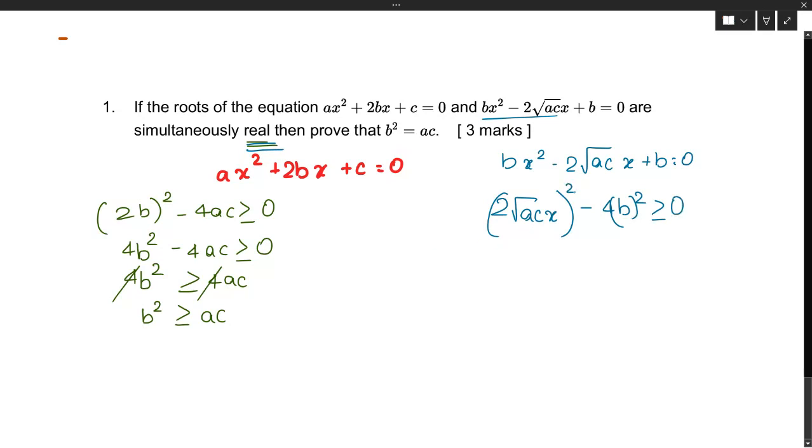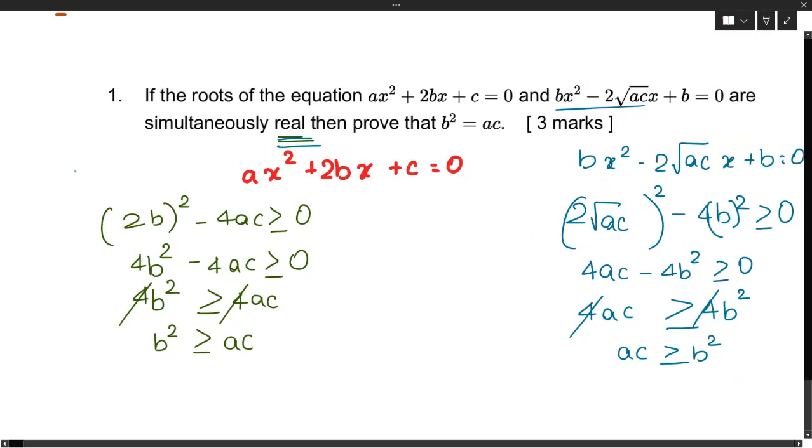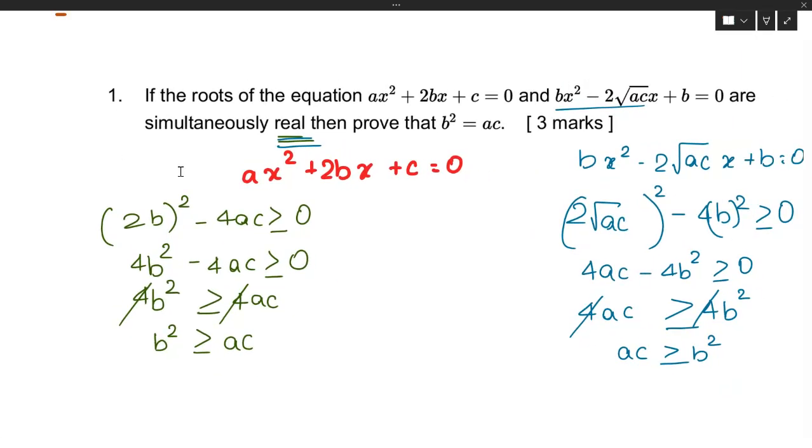So 2 2s is 4, root of ac square will give you ac. Minus 4b square, which is greater than and equal to 0. Again we will take the same thing, 4ac, bringing the minus 4b square to the other side, so it will become plus 4b square. 4 and 4 get cancelled out, ac is greater than and equal to b square. Till here any doubt, any confusion? No. Okay, till here no doubt, no confusion.